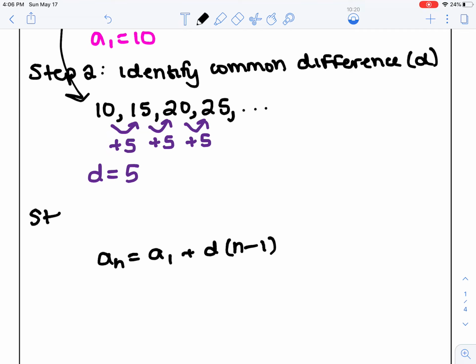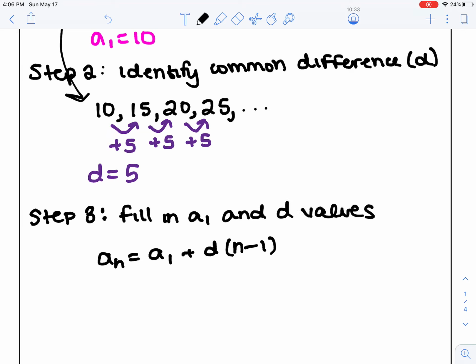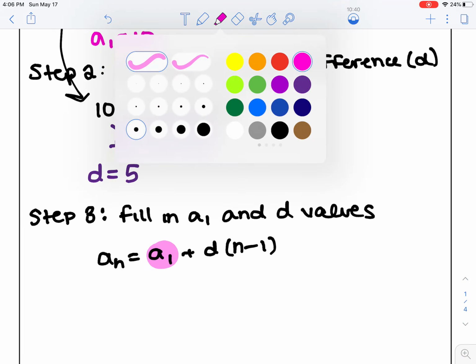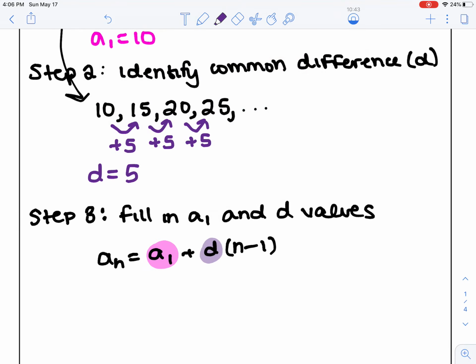So our step 3 is going to be to fill in our a sub 1 and d values into this equation. As a reminder, we identified a sub 1 as being 10, and we found that our common difference was 5. So we'll fill in these values. We have a sub n is equal to 10, our first term, plus our common difference 5, times n minus 1.